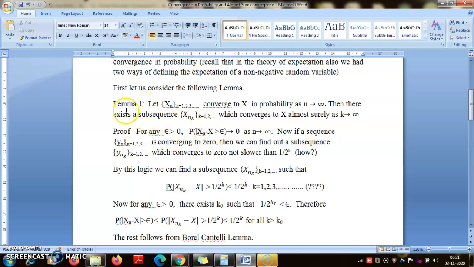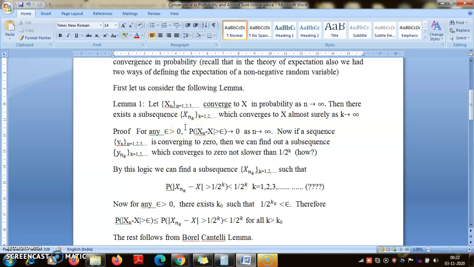So first I have a result that is relatively easier to understand and prove. I have a sequence Xn converging to X in probability. I am not writing the probability space anymore because you by now know that whenever we talk about random variables or a sequence of random variables, we have an underlying space. Now my claim is that from here I can extract a subsequence, and that will converge to X almost surely.